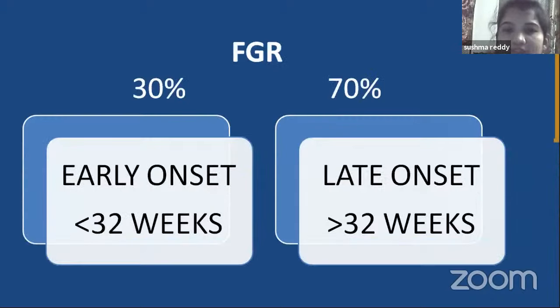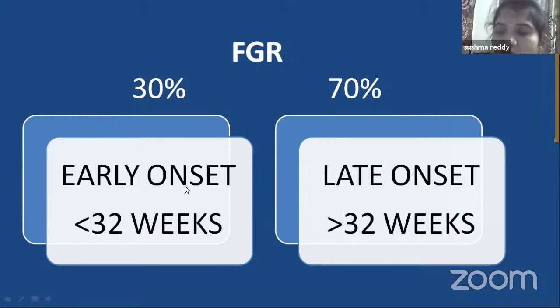So the definition is based on the classification. Earlier classifications were symmetric and asymmetric fetal growth restrictions and also intrinsic and extrinsic fetal growth restrictions. But those classifications are no longer used now. The current classification that is recommended is early onset and late onset fetal growth restriction. Early onset means fetal growth restriction that occurs before 32 weeks, whereas late onset is fetal growth restriction that occurs after 32 weeks.